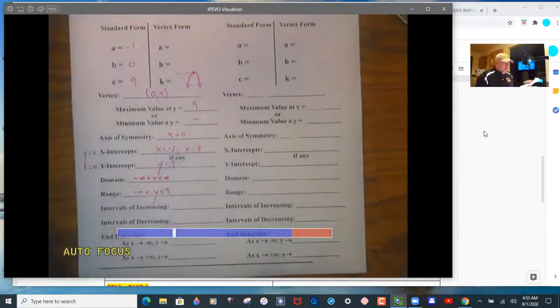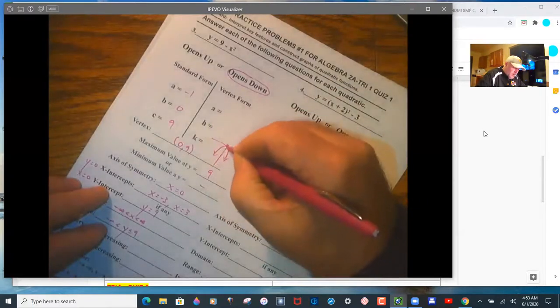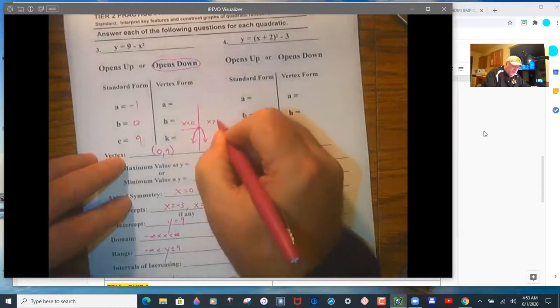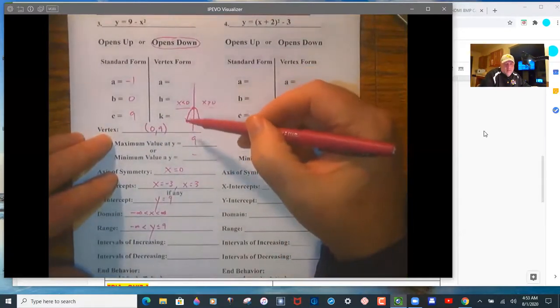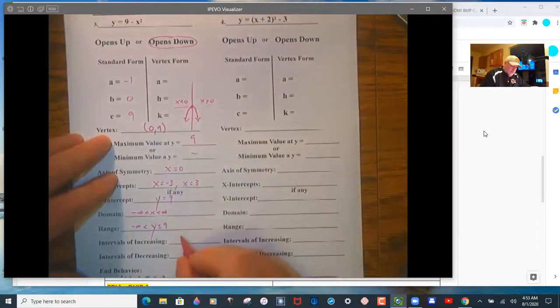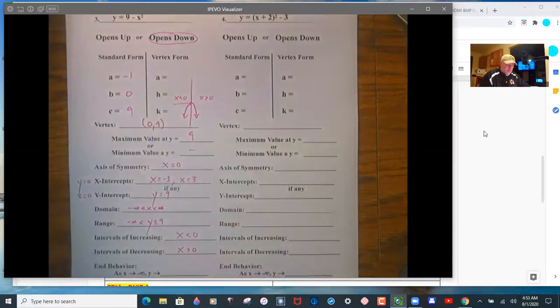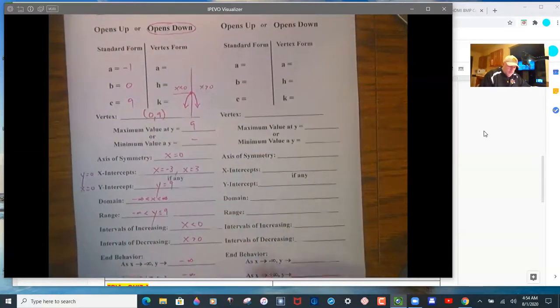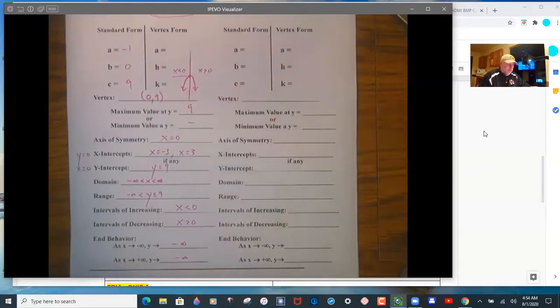All right, intervals of increasing and decreasing. Basically, you put a line through the vertex, and this is less than 0, greater than 0. So trace it out. So we're increasing less than 0 and decreasing greater than 0. The 0 here has to be from the x value of the vertex. End behavior is negative infinity, so both of the arrows are pointing down.